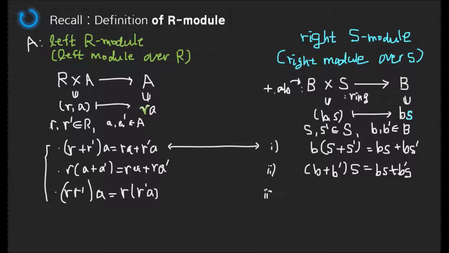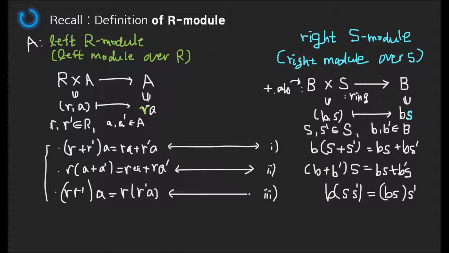And the last condition: in this case, (B S)S prime is equal to B(S S prime), with B in B and S in S, and this also results in B. So this corresponds to the left-module condition. If these conditions are satisfied, then B is a right S module over S.